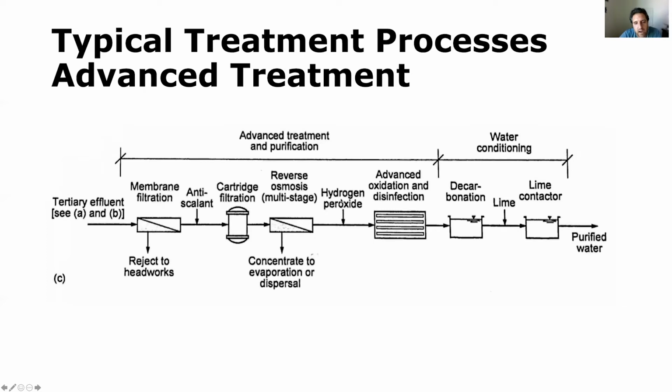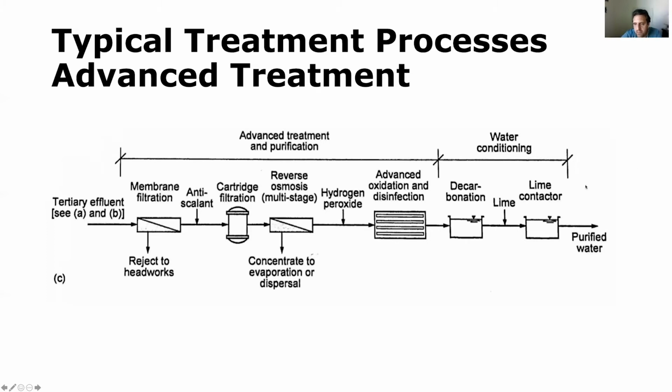After that, hydrogen peroxide, advanced oxidation, disinfection would be used to get rid of any remaining pathogens that might be present in the water. And then after that, water conditioning, like the decarbonation, the addition of lime contact chamber to put back some of the ions into the water, which were removed in the reverse osmosis stage. So this is one example of an advanced treatment process.